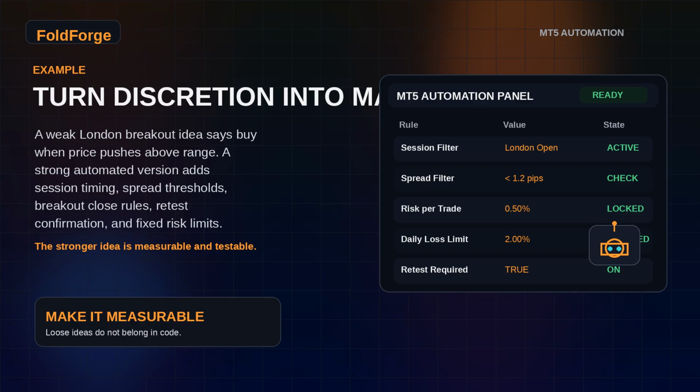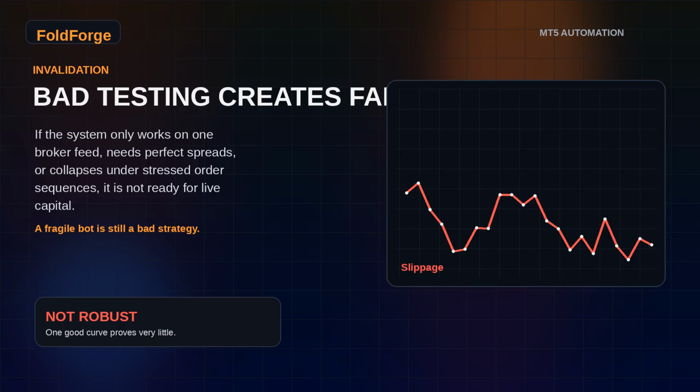Now here is the part that protects real money. If the system only performs well on one broker feed, one optimization window, or one narrow market regime, it is not ready. If the bot needs perfect spreads and zero slippage to remain profitable, it is not robust. If the drawdown becomes unacceptable the moment you stress the order sequence, it is not safe. And if the trader cannot explain exactly why the strategy should work in market terms, the automation is just complexity without edge. This is where serious automation becomes different from retail bot chasing.